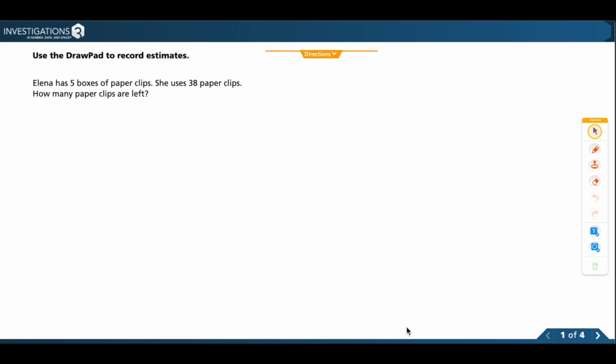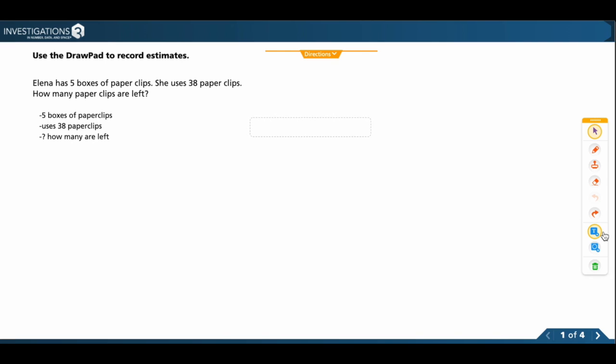So this problem says, Elena has 5 boxes of paper clips. She uses 38 paper clips. How many paper clips are left? What I'm first going to do is I'm going to come over here and press the text box to take my notes. So it says that she has 5 boxes of paper clips and uses 38 paper clips. And the question is, how many are left? Then I could just click out and then drag it over.